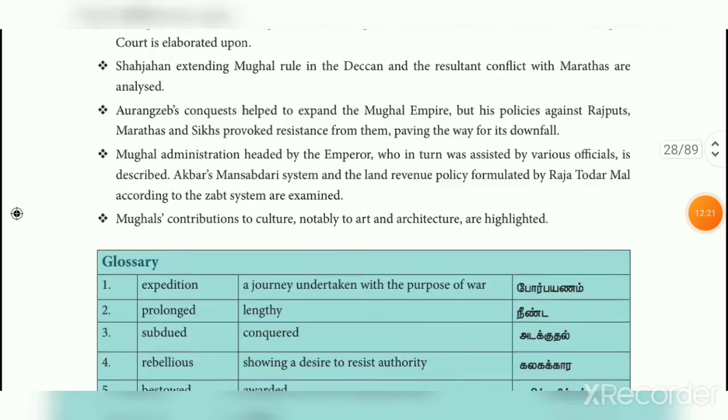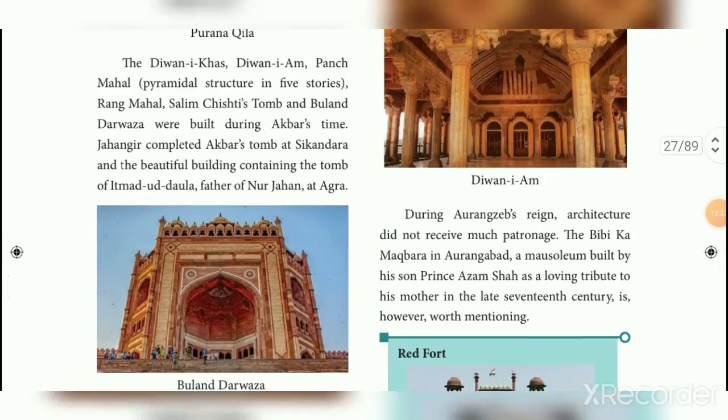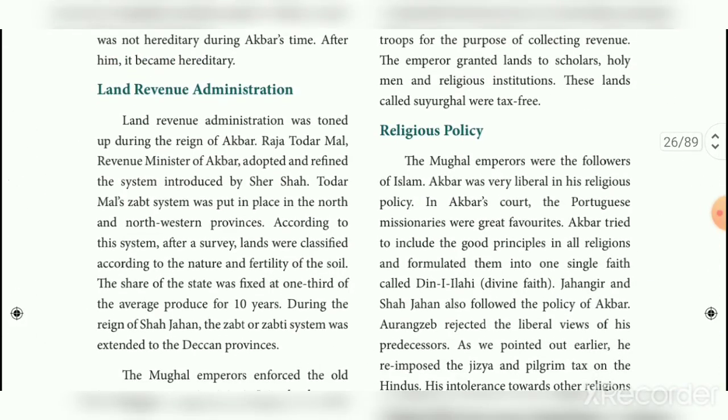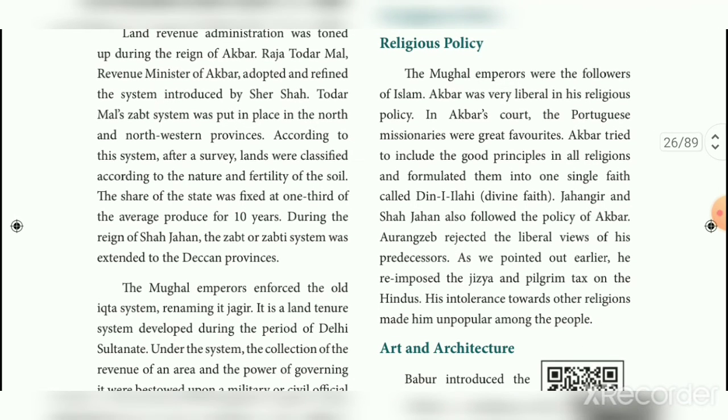Students, we have completed lesson 2 in history, the Mughal Empire. Today we have learned about the land revenue administration of the Mughals and the religious policy. Akbar introduced which religion? Yes, Deen Ilahi. What does it mean? Divine faith. That means he collected all the good principles from all the religions, from Christianity, Hinduism, Buddhism, and established a new religion. After the death of Akbar, this Deen Ilahi also disappeared.